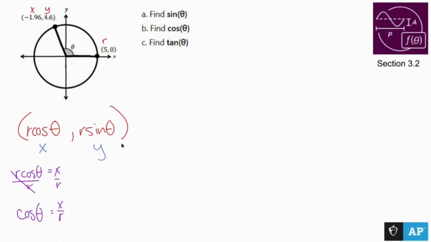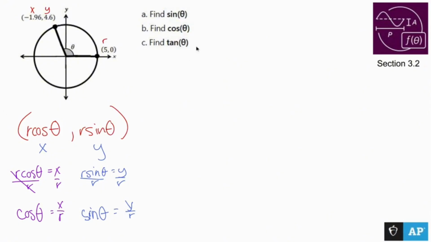Similarly, over here, I could say r sine theta is y. Therefore, dividing both sides by r, sine theta is equal to y over r. Sloppy, but who cares? So memorize these both, please.